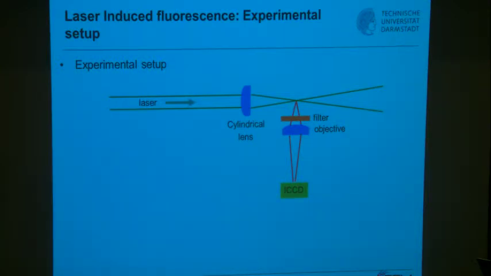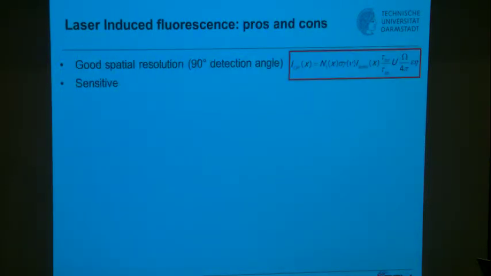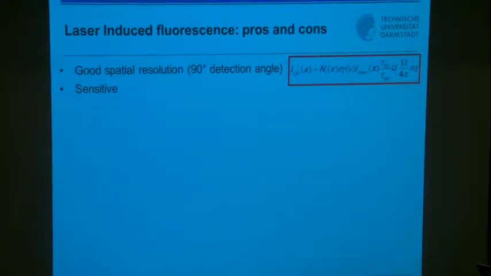Okay, so here you see again the experimental setup. You have the tunable laser that can be, for example, a dye laser, with which you then excite the molecules over here, and you image them onto either an array detector or a point detector like a PMT with a certain lens system, and as well typically a filter that any other light than the fluorescence light is rejected. So you have a good spatial resolution because of this 90-degree arrangement.